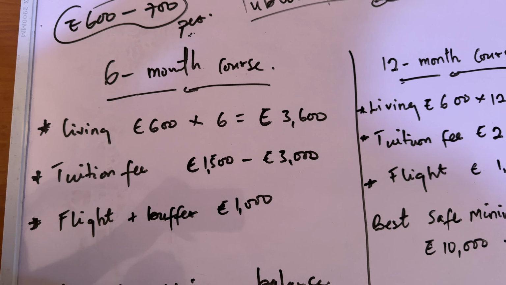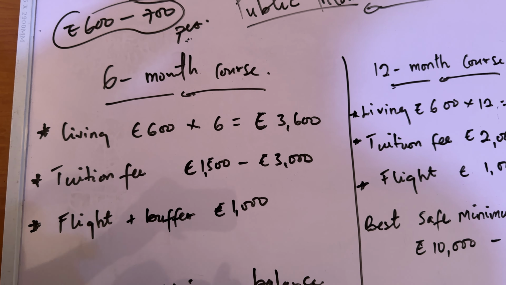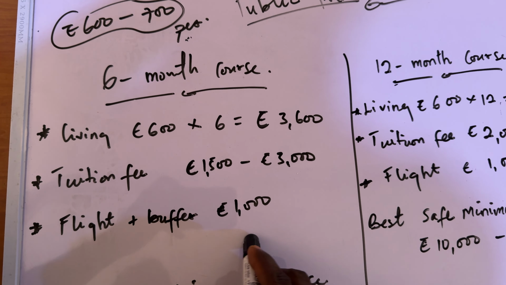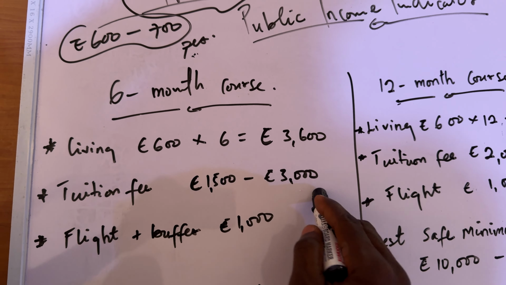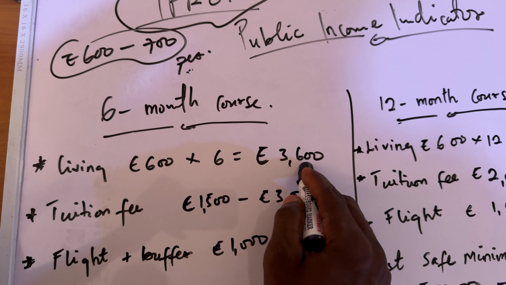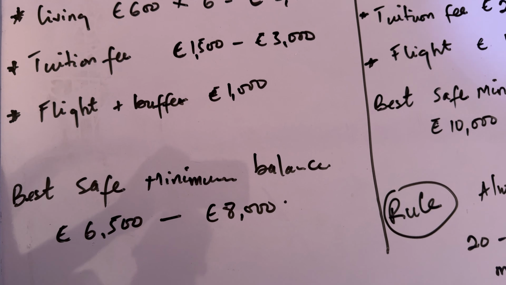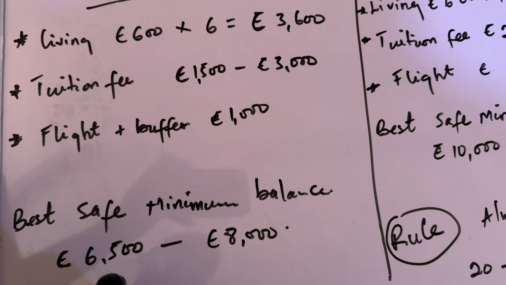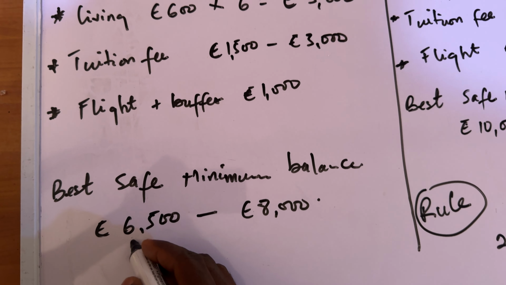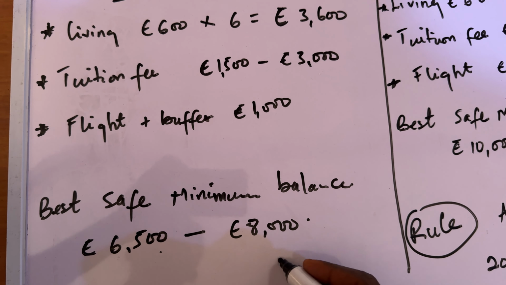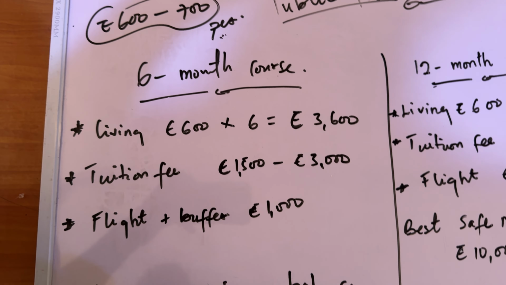Now, they also want to see that you have a flight, so flight plus some buffer. If you are not going for business class, of course, your flight will not be around 1,000 euros for those who go business. So you have to show that you have the flight money in your bank statement, the tuition fee is available, and more importantly, the living expenses. That is the key here. Now, the best safe minimum balance you should have in your bank statement is 6,500 euros to 8,000 euros for a course of 6 months. Is that okay?